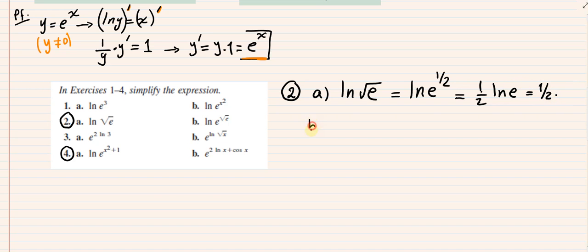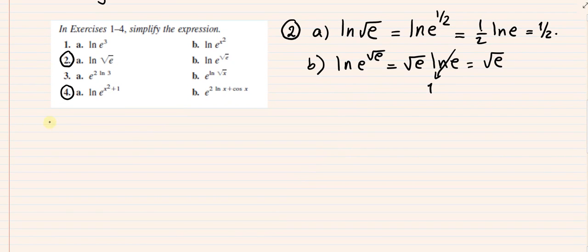In part B, ln of e to the square root of e. For this one, we can bring the square root of e to the front of the logarithm and write it as the square root of e times the natural log of e. Again, ln of e is 1. So the answer is the square root of e. That was number 2.